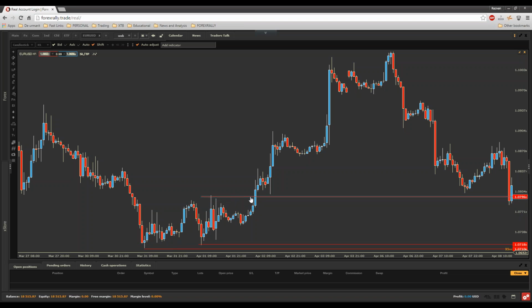We have a higher high. This high here is higher than the previous one. What about the low? The low is also higher. Good, nice, very nice. What next?